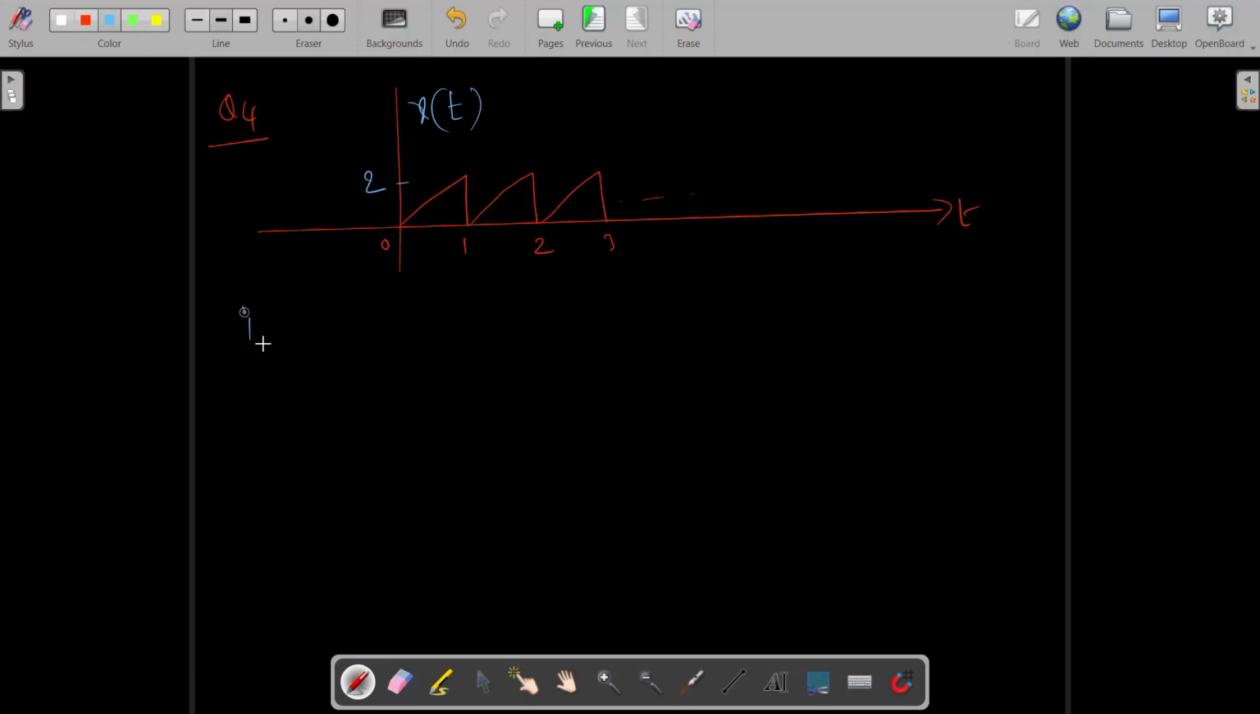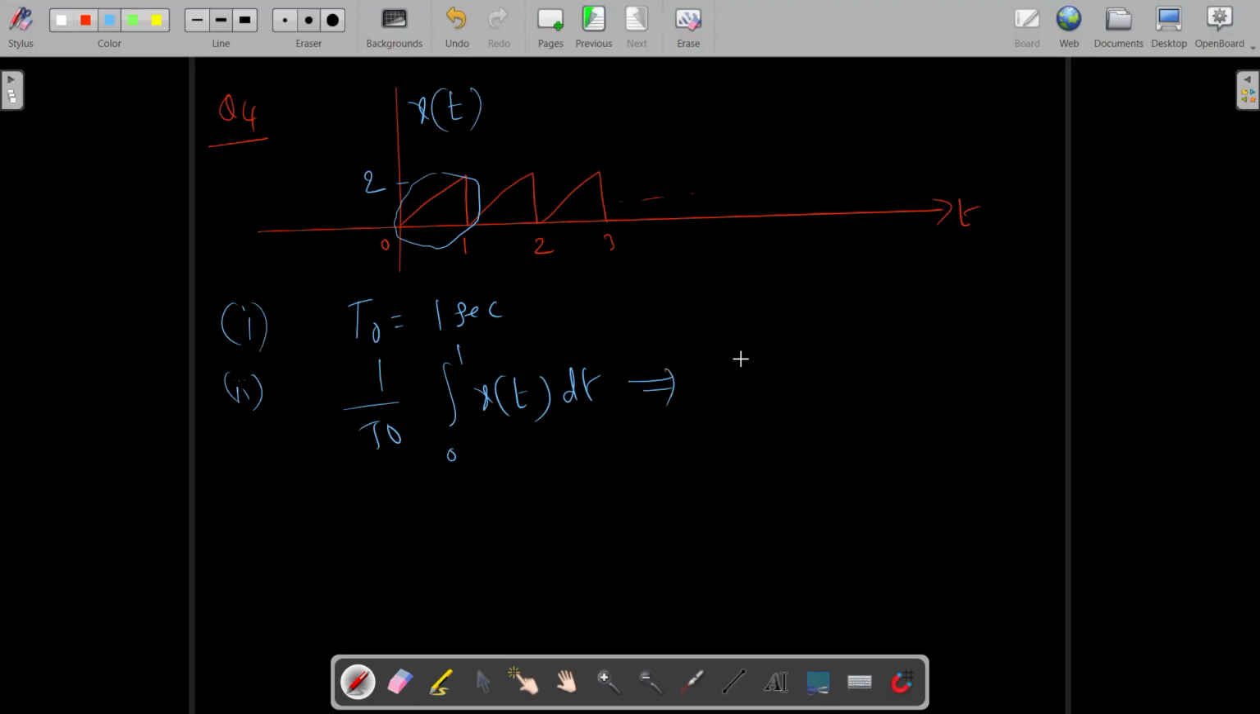So what is the first observation? The observation is that t naught is going to be 1 second, because this is the portion that repeats for every 1 second. So therefore the t naught is going to be 1 second. The second step is to find the average value. Apply the formula. This is 1 by t naught, integral over t naught. The t naught is going to be 0 to 1, so x of t dt. Correct? So what is this? This is going to be 1 by 1, 0 to 1 x of t dt, right?